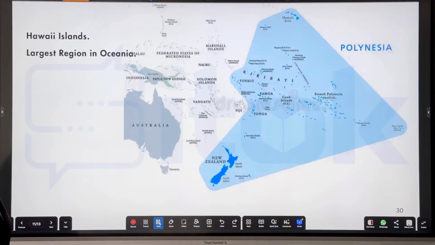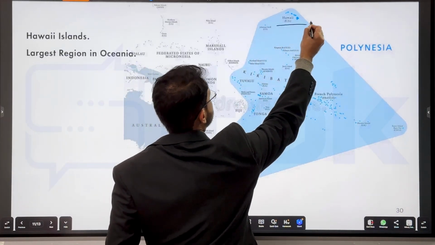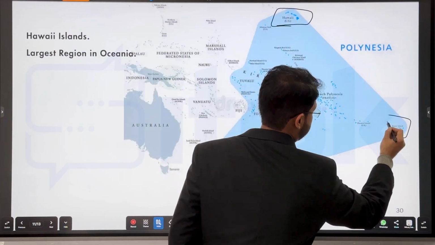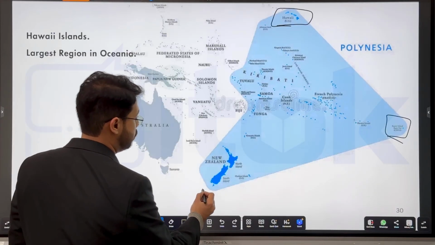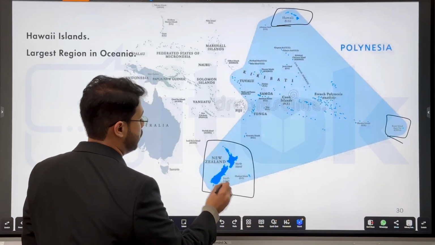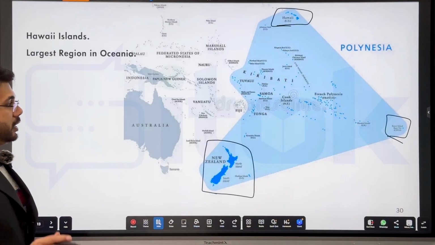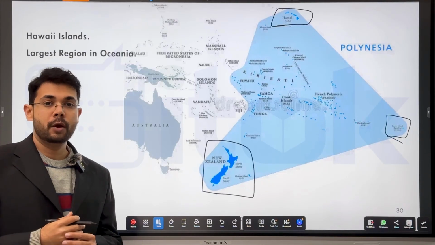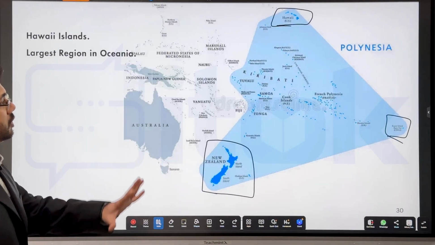Next, we come across Polynesia. The northernmost region of Polynesia is Hawaii. Then there is the East Timor Island over here, and New Zealand in the south. Yes, New Zealand is a part of Polynesia. The main reason is that there is a cultural significance to Polynesia. Poly means many, so this is a conglomeration of many small islands together.